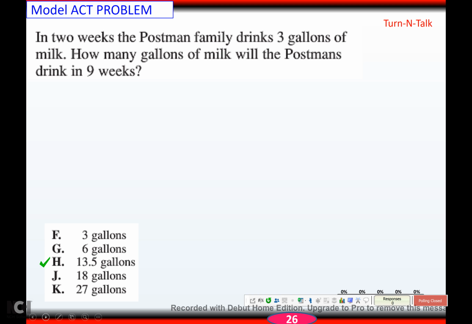And hopefully you get 13.5 gallons. It says in 2 weeks, the Postman family drinks 3 gallons of milk. How many gallons of milk will the Postmans drink in 9 weeks?